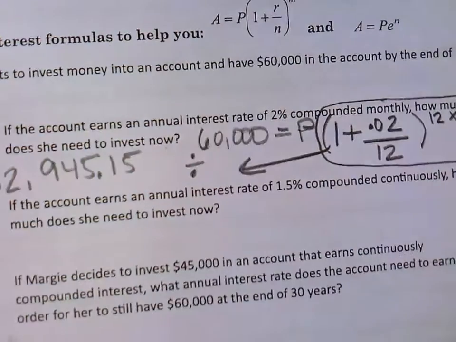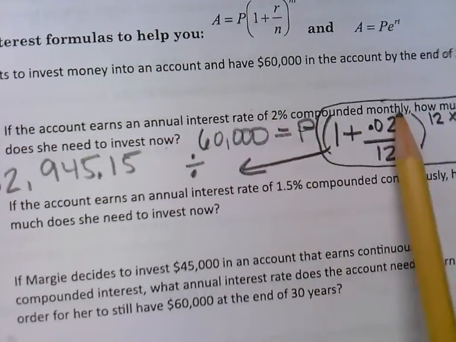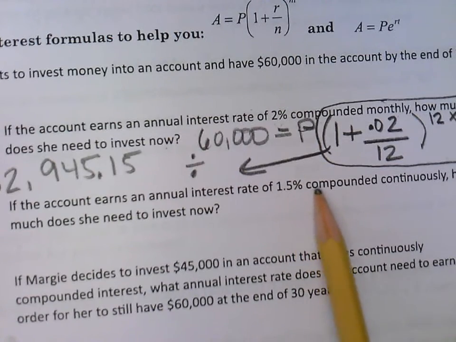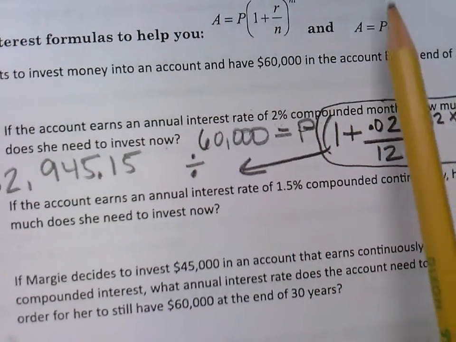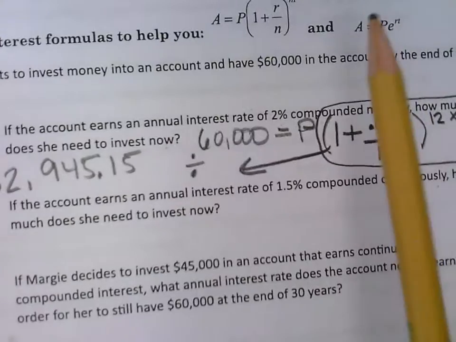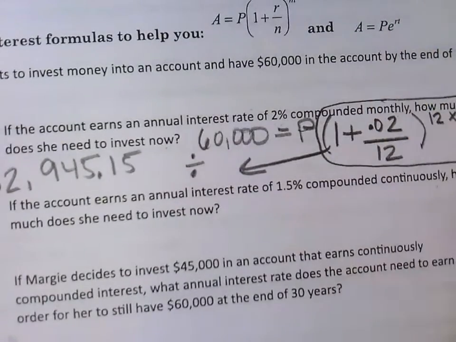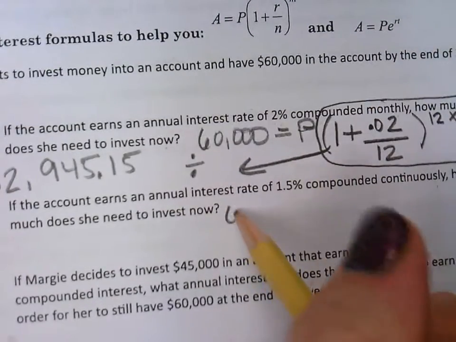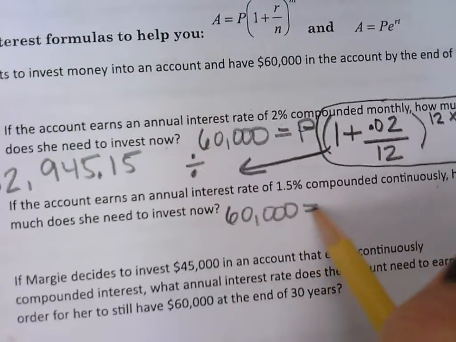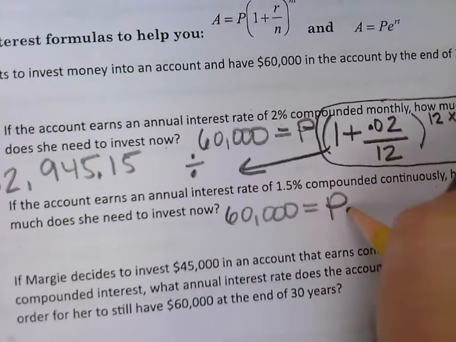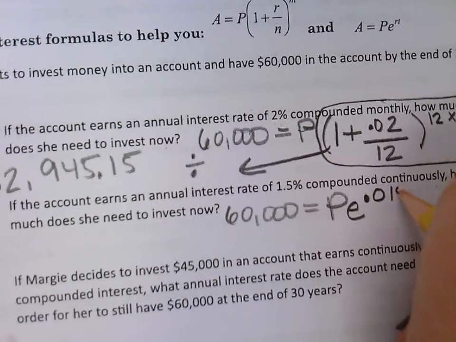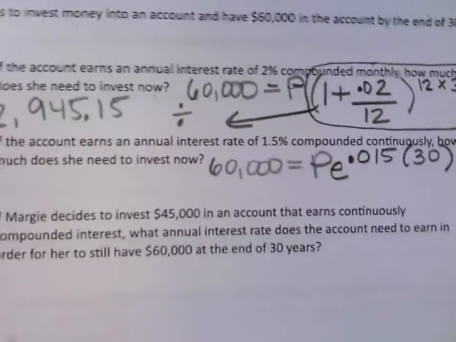Okay, so part B, how different would it be if instead of 2% compounded monthly, you only got 1.5% compounded continuously? You want to use the other formula at the top of the page. That's for continuous interest, right? So 60,000 again. We don't know how much to invest. And then it's e to the r, which is 0.015. We're still going out 30 years.